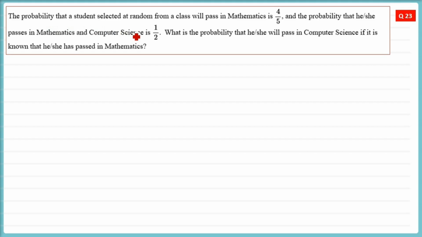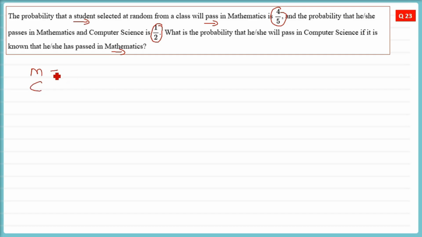The probability that a student selected at random from a class will pass in mathematics is 4 by 5. Now if you select any of these students at random, the probability that they pass in mathematics is 4 by 5, and the probability that he or she passes in mathematics and computer science both, which means an intersection, is half. That is, the student has to pass both in mathematics and computer science together. What is the probability that he or she will pass in computer science if it is known that he or she has passed in mathematics? Now if we know that he or she has passed in mathematics, what is the probability of he or she passing in computer science?